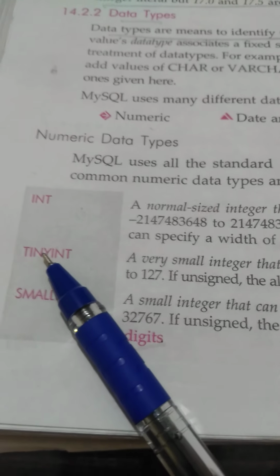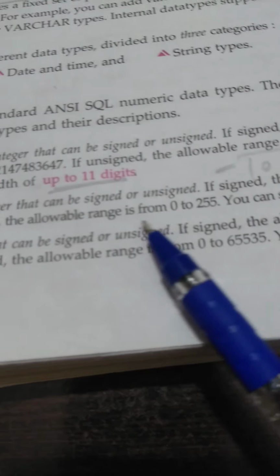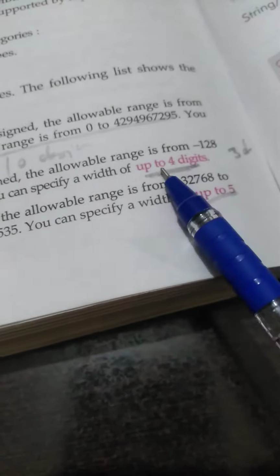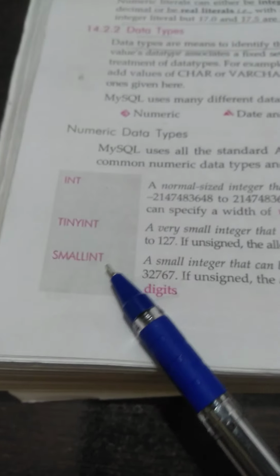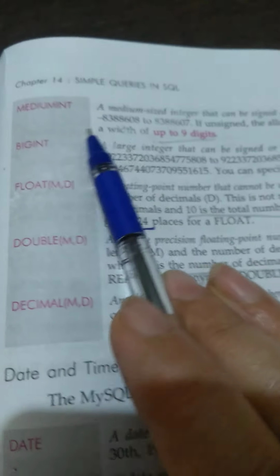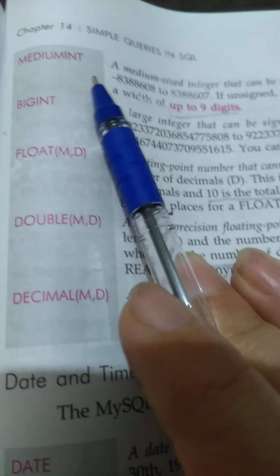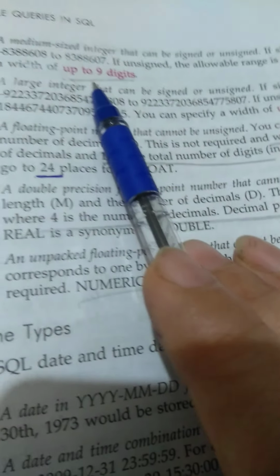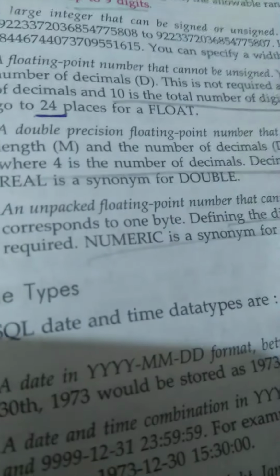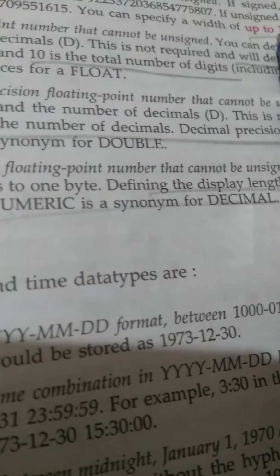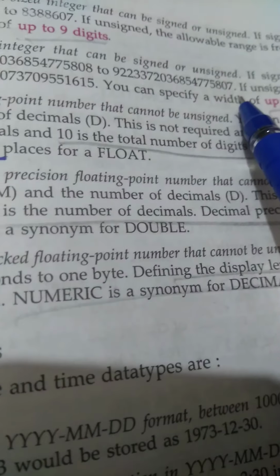If you take tiny int, you can store values in the range 0 to 255, up to 4 digits. As well as small int, you can store up to 5 digits of data. Next is medium int. In medium int you can store up to 9 digits of data, and big int, in big int we can store up to 11 digits of data, minus this much digits till this much digits you can store the data.